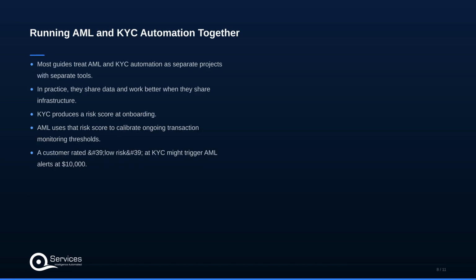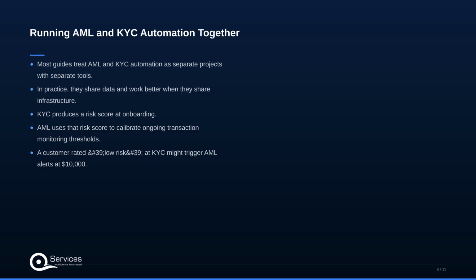Let's talk about moving on to running AML and KYC automation together. Most guides treat AML and KYC automation as separate projects with separate tools. In practice, they share data and work better when they share infrastructure. KYC produces a risk score at onboarding. AML uses the risk score to calibrate ongoing transaction monitoring thresholds. A customer rated low risk at KYC might trigger AML alerts at $10,000. A customer rated high risk might trigger at $1,000.